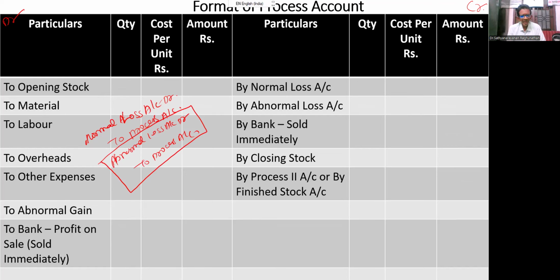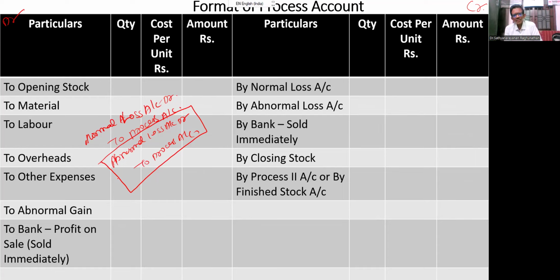And then by bank, sold immediately. When you sell any material immediately, you will be receiving cash or check. In such a situation, bank account debit to process account. So by bank account. And then closing stock means how much stock is left finally. So that will be considered as a credit item.